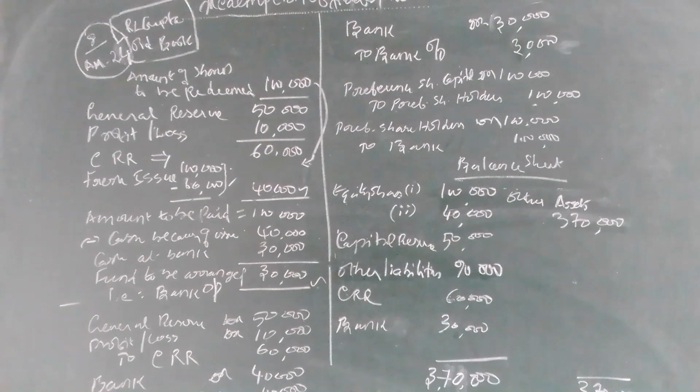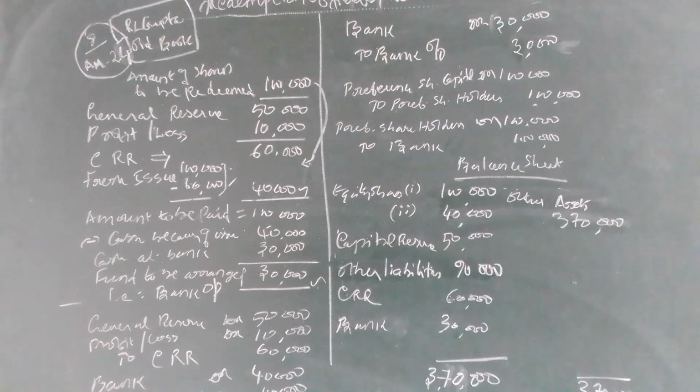Then let us go to the journal entries. First, raising the CRR: general reserve account debtor, P&L account debtor, to CRR. We have to raise the CRR for 60,000. Then fresh issue: bank account debtor to equity shares. Then the next one is raising of bank overdraft. Mind it carefully, in the question it is not deliberately given that bank overdraft should be raised. It is stated that payment is made, but we have to see whether the company has sufficient amount for making the payment or not. Accordingly we raise the bank overdraft.